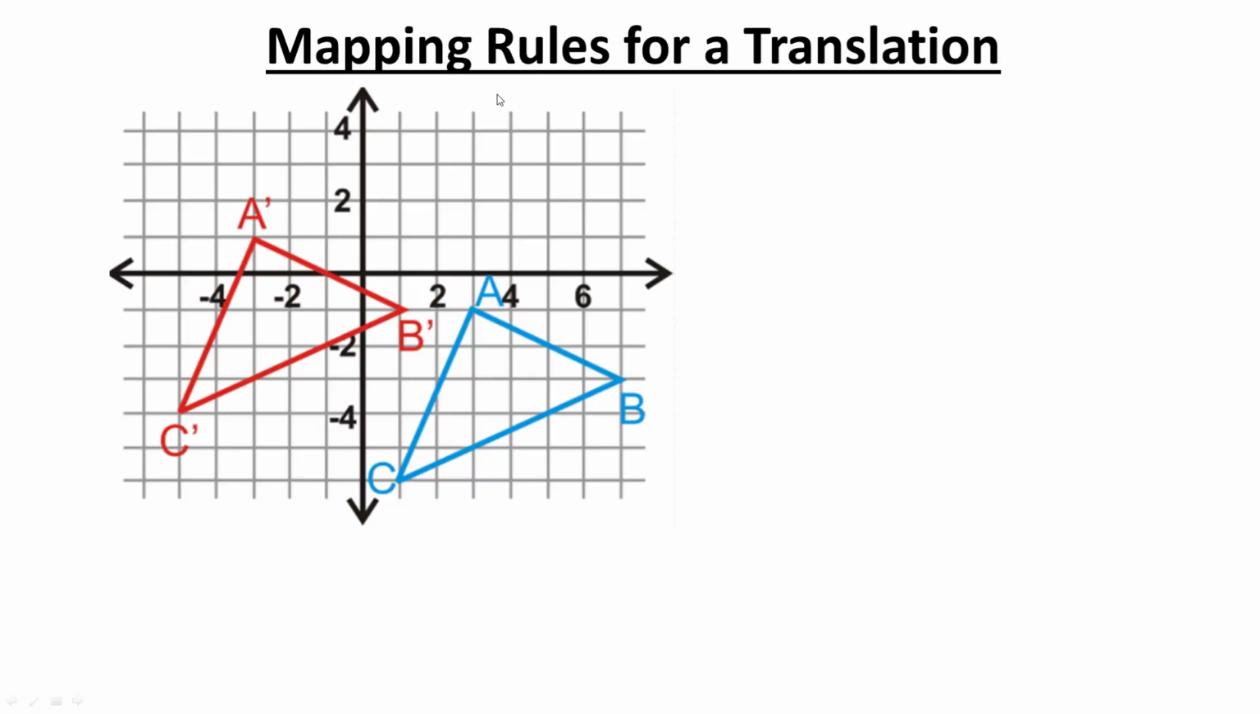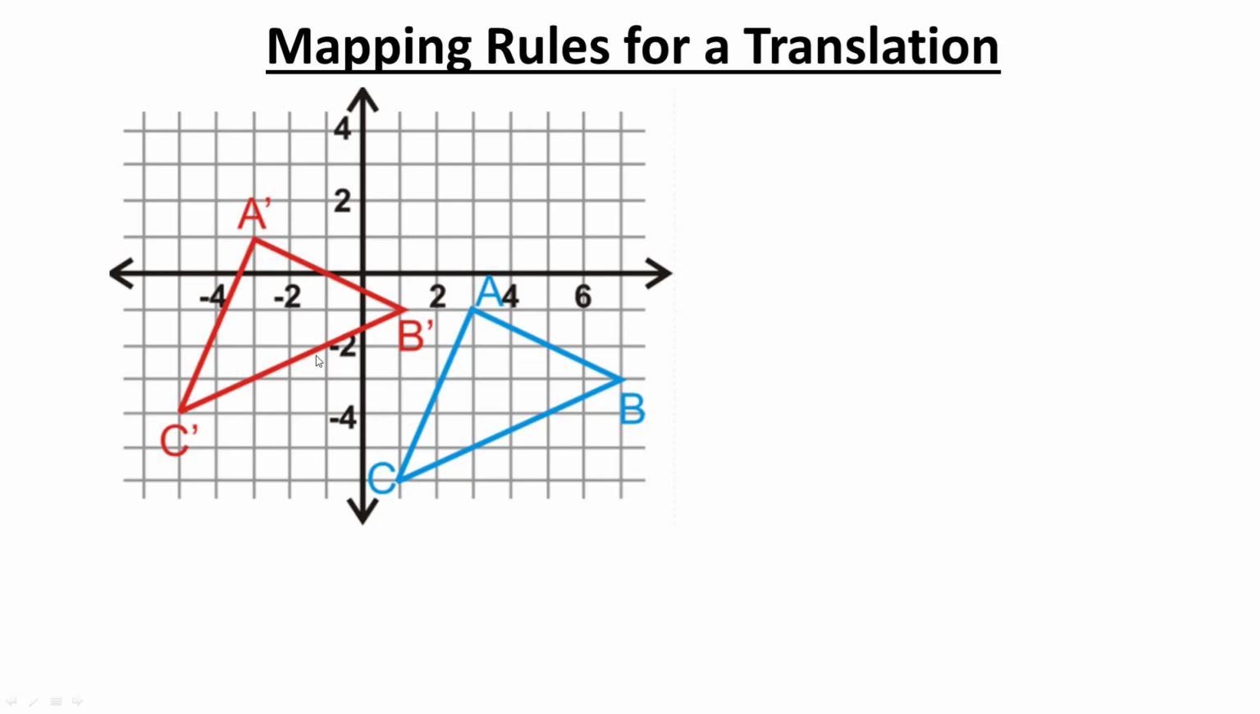In this tutorial, we're going to take a look at what mapping rules are for a translation. And there's different kinds of transformations besides just translations. There's rotations, reflections, dilations. Mapping rules work very similar for those, but I'm just going to talk about translations for this particular example. So we have this original triangle, ABC here, with these 3 points as its vertices or corners.